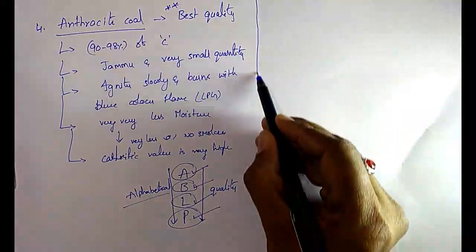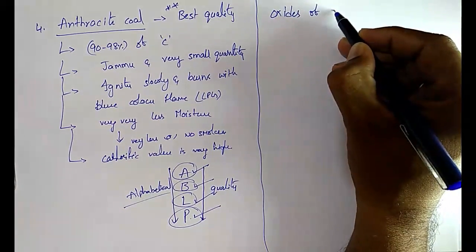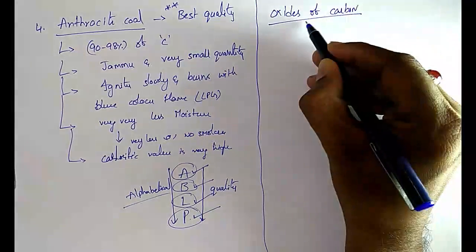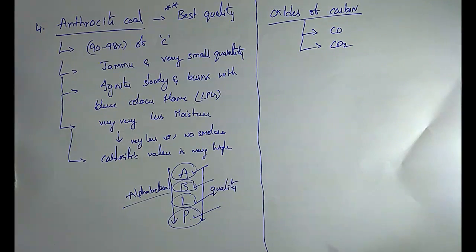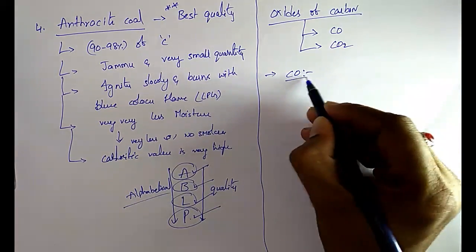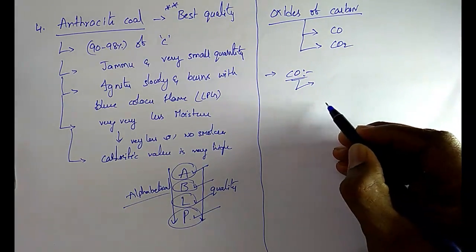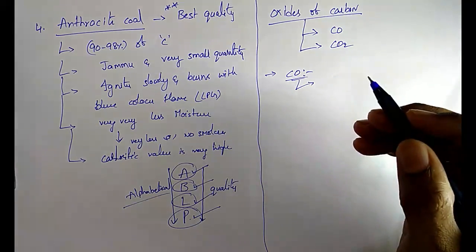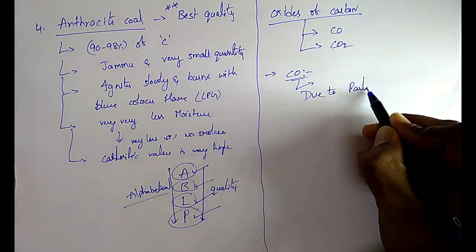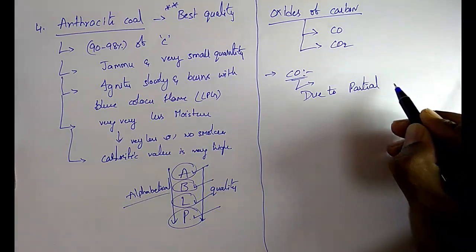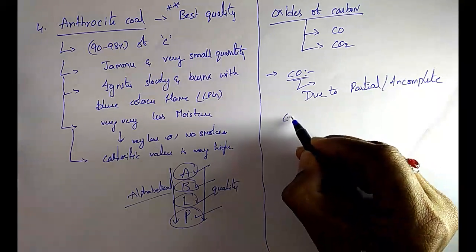The next important topic, oxides of carbon. We know that we have two oxides. The first one is carbon monoxide and the second one is carbon dioxide. First of all, about carbon monoxide. This carbon monoxide is released whenever carbon undergoes partial or incomplete combustion.